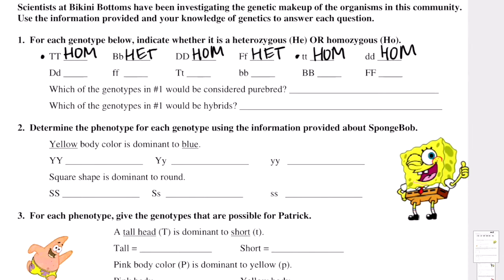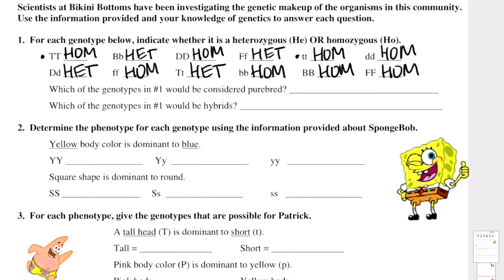Let's see. Big D, little d. This would be heterozygous. Little f would be homozygous. Big T, little t would be heterozygous. Little b would be homozygous. Big B would also be homozygous. And big F would be homozygous.